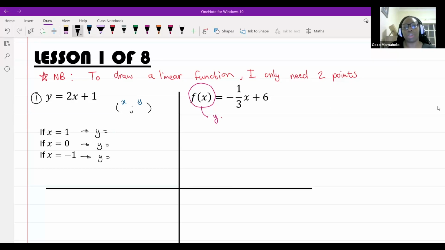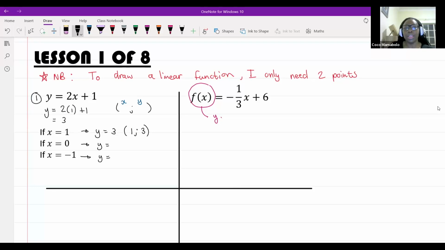So I'm going to start with when x is equal to 1. Then y will equal 2 times 1 plus 1. I know that 2 times 1 is 2, plus 1 gives us 3. So when x is equal to 1, y equals 3. If I had to write that as a coordinate for my Cartesian plane, I would first write my x value and then my y value. That's how it needs to look.